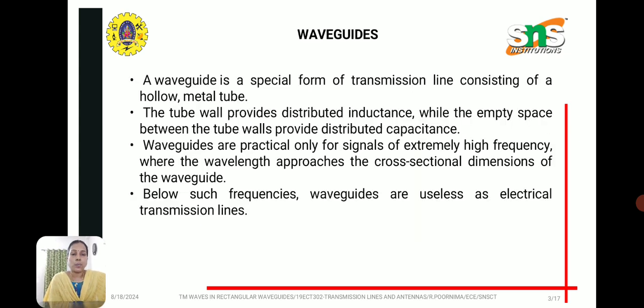A waveguide is a special form of transmission line consisting of a hollow metal tube. The tube wall provides the distributed inductance, while the empty space inside the tube provides the distributed capacitance. Waveguides are practical only for signals of extremely high frequency, where the wavelength approaches the cross-sectional dimensions of the waveguide. Below such frequencies, waveguides are useless as electrical transmission lines.